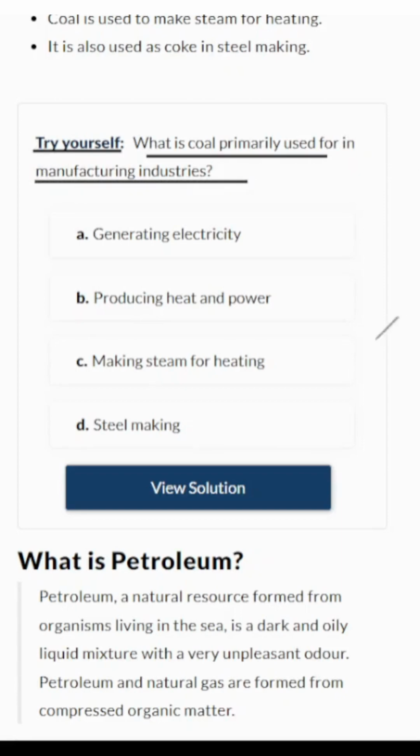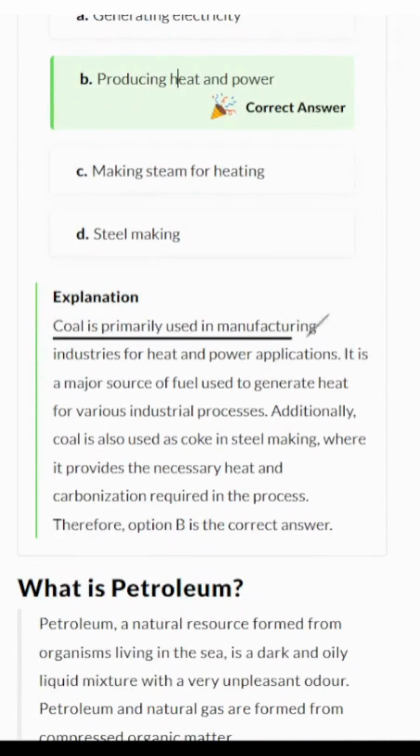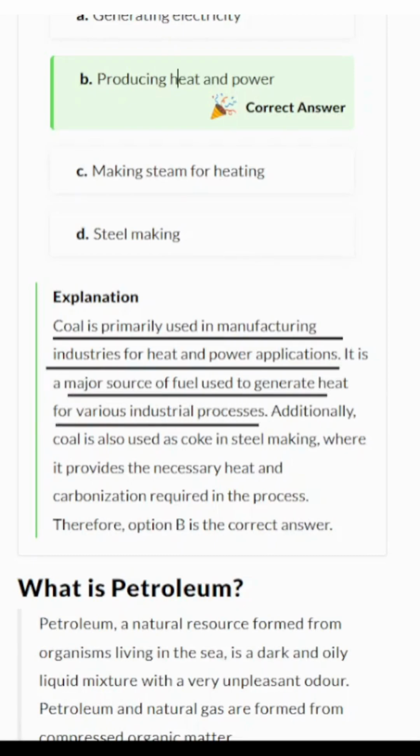The correct answer is B, producing heat and power. Coal is primarily used in manufacturing industries for heat and power applications. It serves as a major source of fuel that generates the heat needed for various industrial processes.